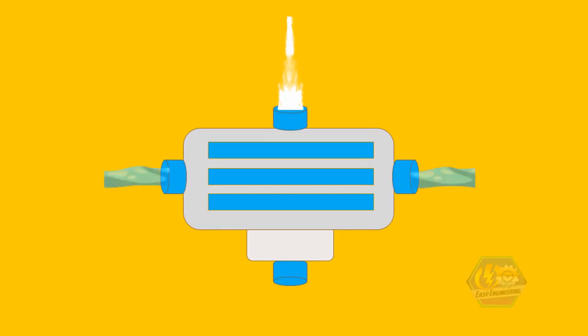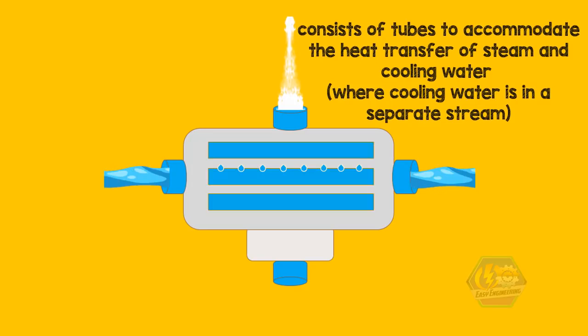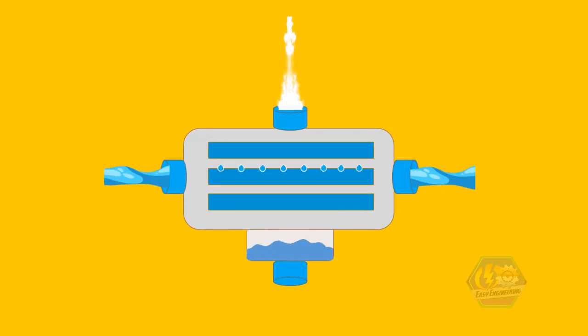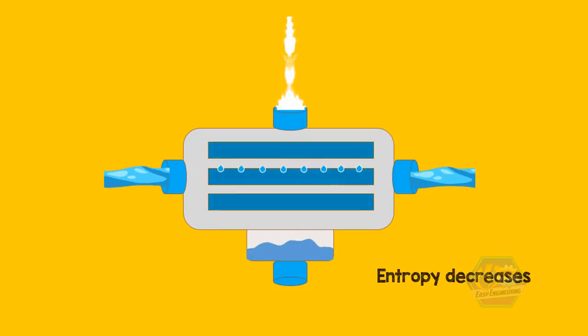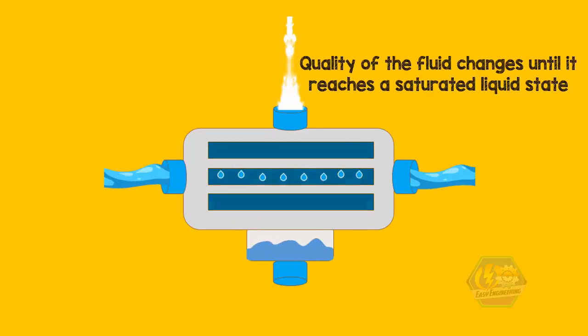Most of the power plants utilize seawater as a cooling medium to cool down and condense the steam. Condenser consists of tubes to accommodate the heat transfer of steam and cooling water, where the cooling water is in a separate stream. This is a heat exchange equipment, so we assume that this is an isobaric process or constant pressure process. The entropy decreases, and the quality of the fluid changes until it reaches a saturated liquid state. So from steam to liquid.